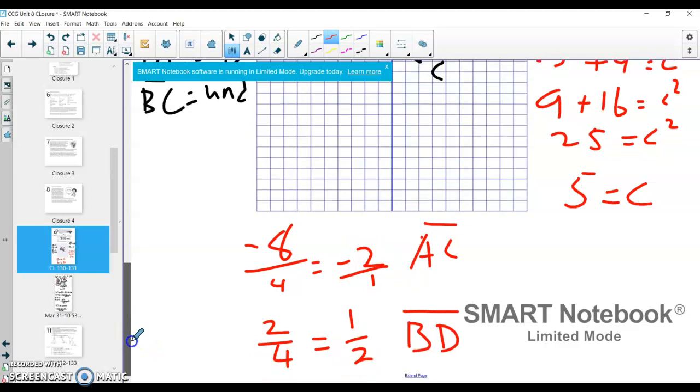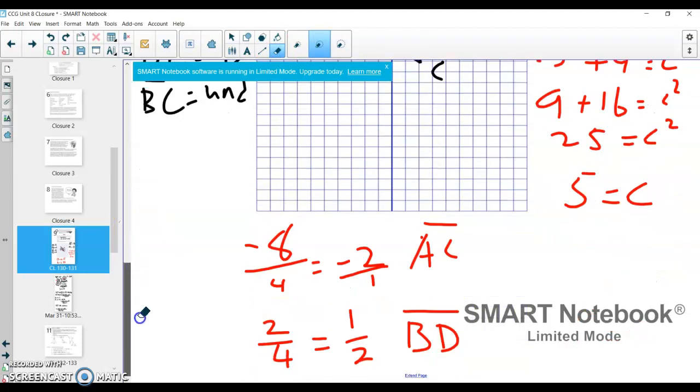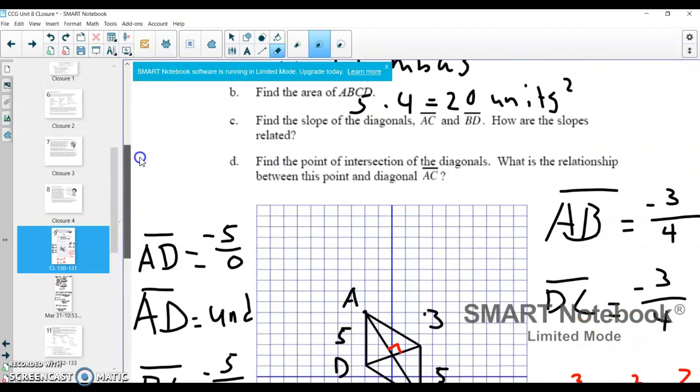And when we have opposite reciprocal slopes, that means these two lines, these two diagonals, are perpendicular to one another. And so if I wanted to, I could actually put a 90-degree angle in there, because I know that those two lines are perpendicular based on their opposite reciprocal slopes. All right, last part here.